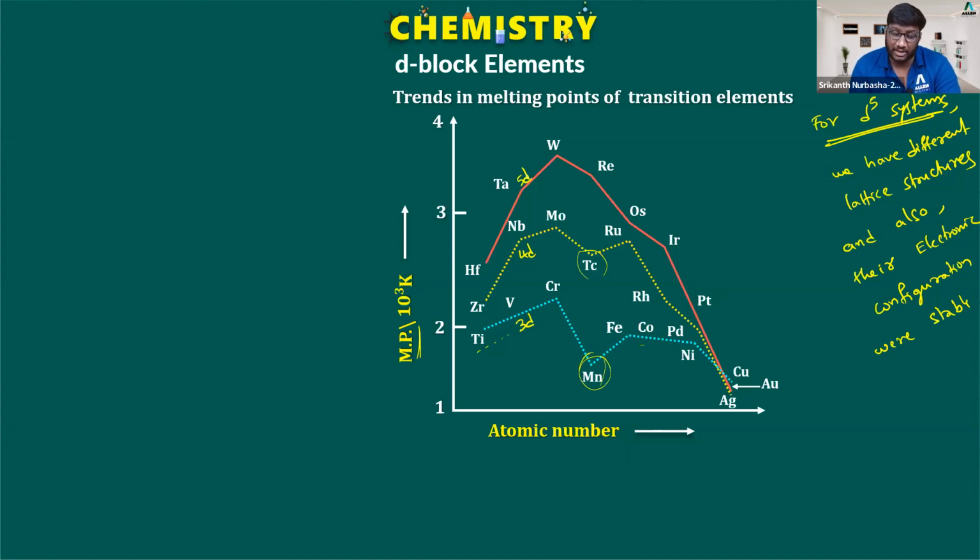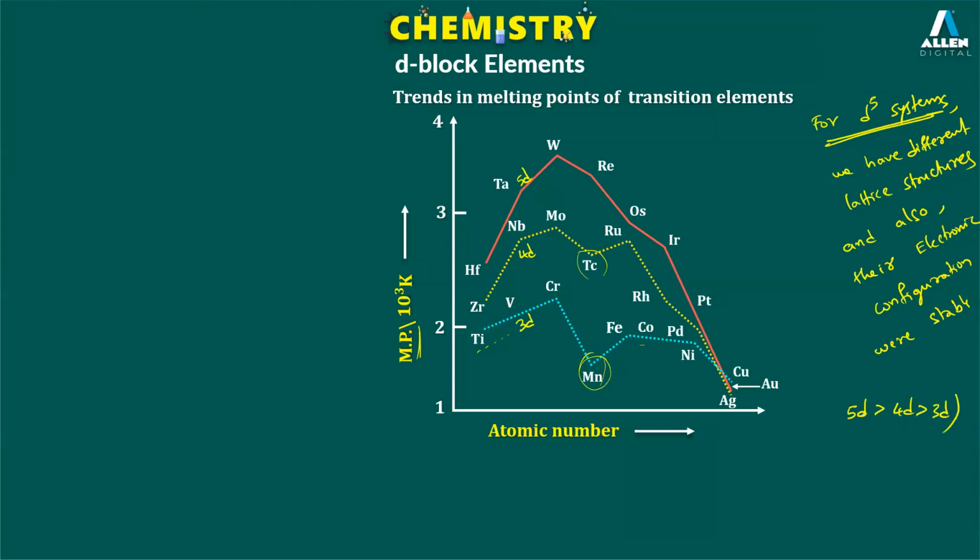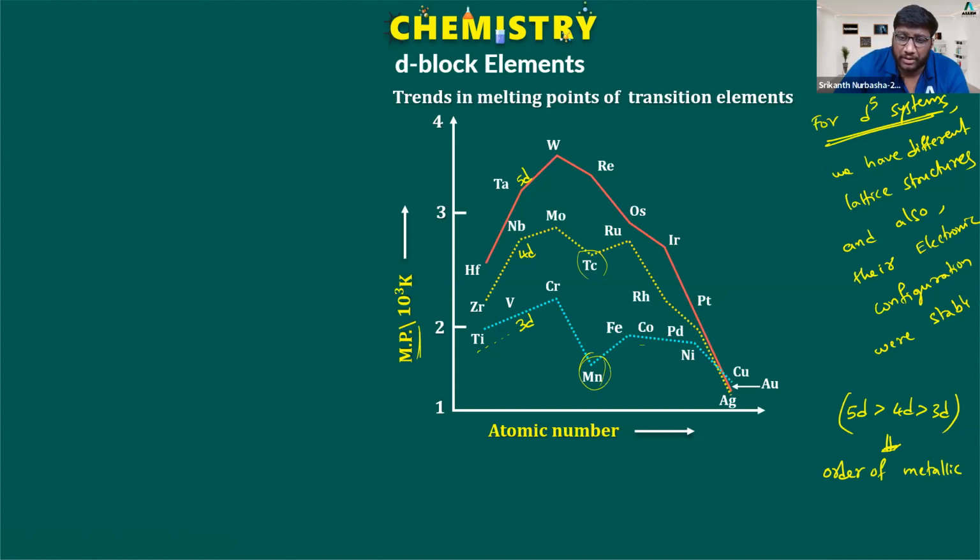Among the 3D, 4D, 5D series, which will have stronger metallic bonding? 5D. Why? More number of unpaired electrons. Yeah, Nandana, I could not hear you, can you repeat? More number of unpaired electrons in the 5D. Or I am considering the same element, like titanium. How many unpaired electrons are there? Similarly, in that particular group, whatever element I have, the unpaired electrons are the same, but the electrons are easily lost. That is the point.